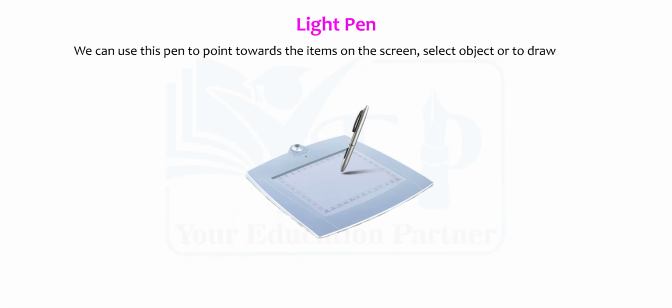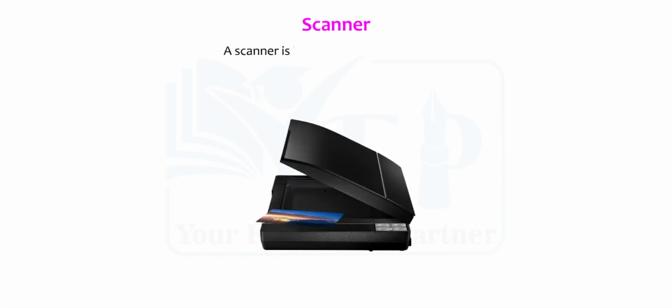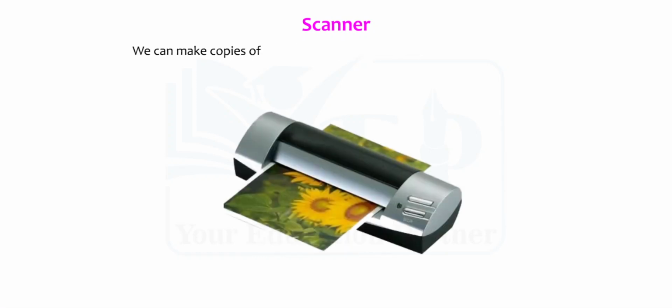Light pen. A light pen is a pointing device. We can use this pen to point towards the items on the screen, select objects, or to draw images on the screen. Scanner. A scanner is like a photocopier machine. We can make copies of any document or image and print it on paper. The scanner saves the copy of a document or an image on the computer.